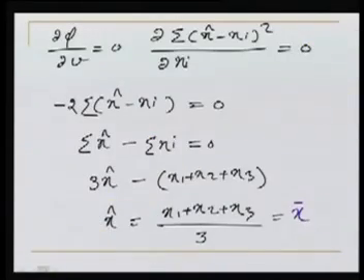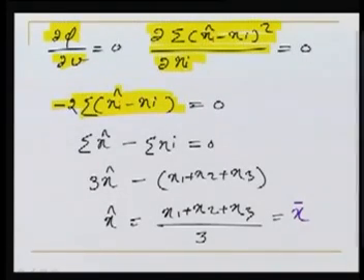So del by del xi of sigma xi hat minus xi square should be equal to 0. If you differentiate this with respect to xi, it becomes minus 2 sigma xi hat minus xi.